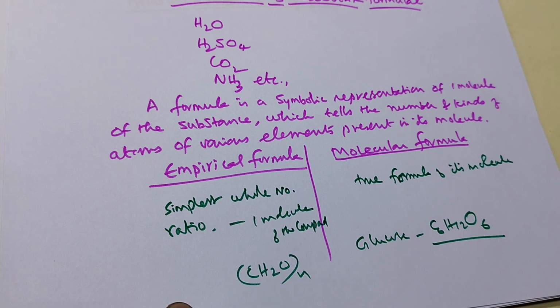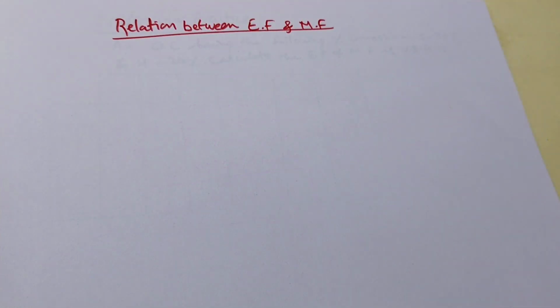So the empirical formula will tell us about the approximate number of atoms, whereas the molecular formula will tell us about the true formula, or you can say the exact number of atoms in the molecules. That is the difference between the molecular formula and empirical formula. Now we will see the relation between the empirical and molecular formula. The molecular formula of a compound is a simple whole number multiple of its empirical formula.